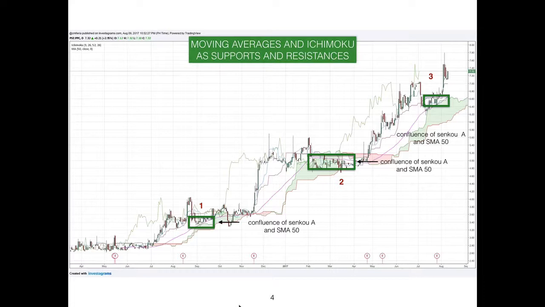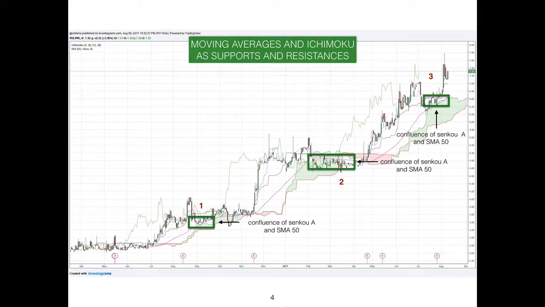So not only are Senkou areas or Senkou spans and SMA 50 supports, they're also a magnet to price, which means that prices tend to come back to those levels within its rally. So they can either serve as strong support or a strong resistance moving forward.